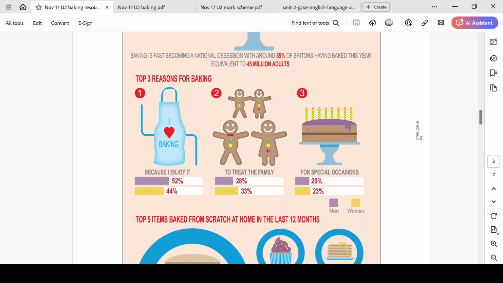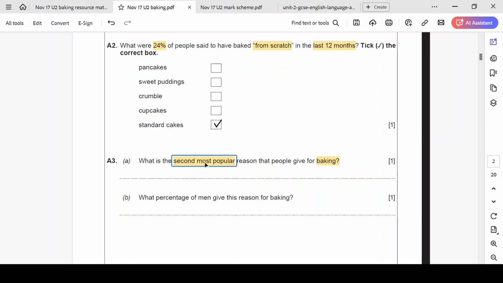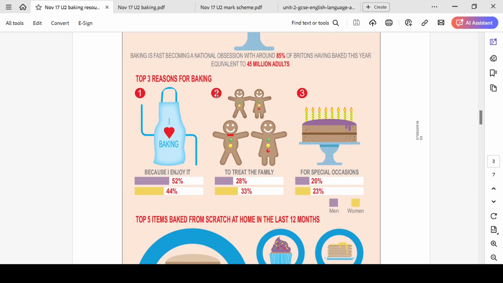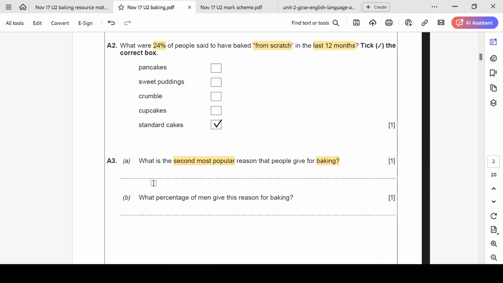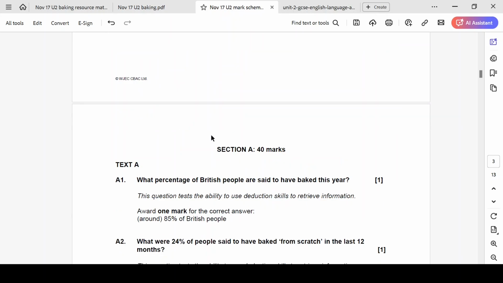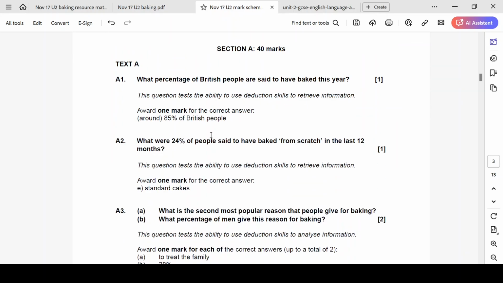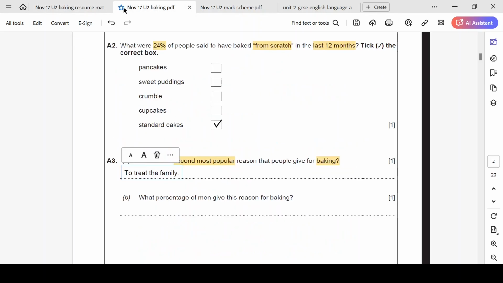So reasons for baking, top three, 1, 2, 3. We jump back to what I highlighted, looking for the second most popular reason they give. That's the most popular. Second most popular reason is to treat the family. So I reckon that will do. Again, not a lot of room, so to treat the family is going to be fine. And in fact, to prove that, we look at the mark scheme. There you go. To treat the family is perfectly acceptable. Didn't need to write any more than that.